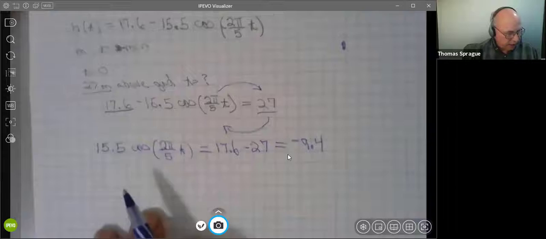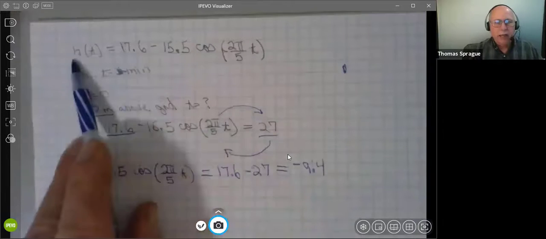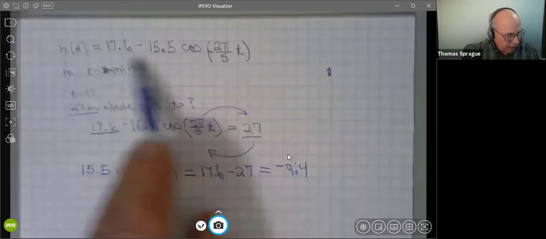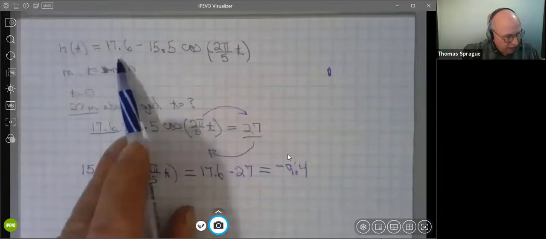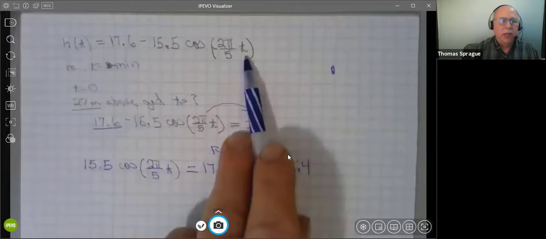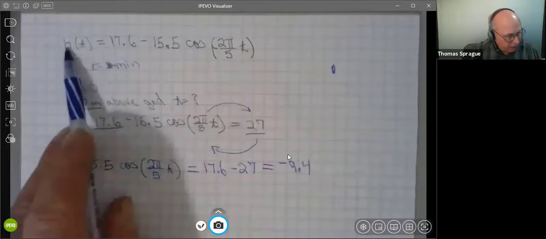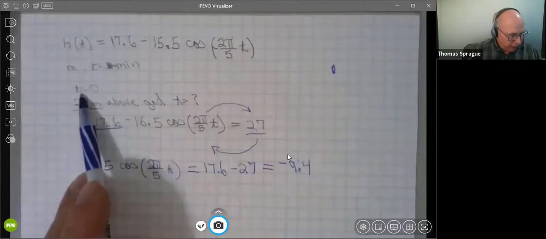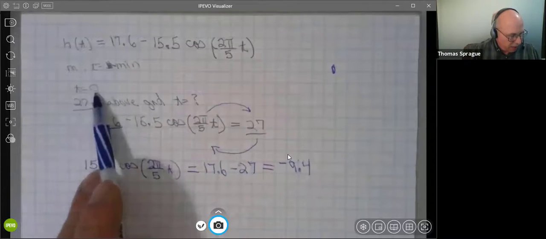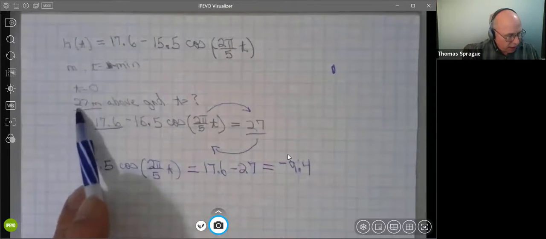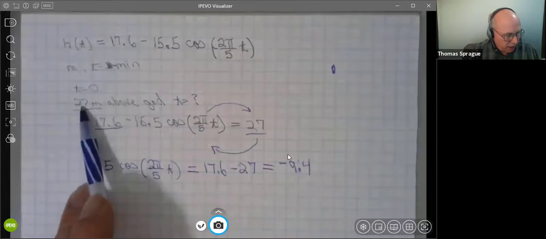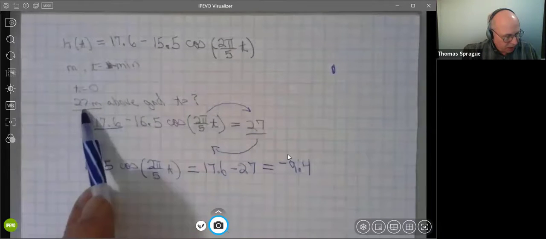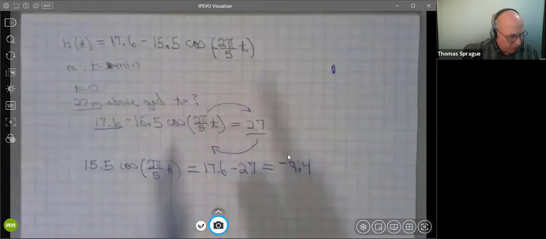and the question is this: the height of the cars or the people on some kind of a ride, like at a carnival, is given by this rather complicated function, where the height is in meters and the time is in minutes. The time that the ride begins is time equals 0, and the question is, when will the ride function be 27 meters above the ground? Find the time that will make that true.